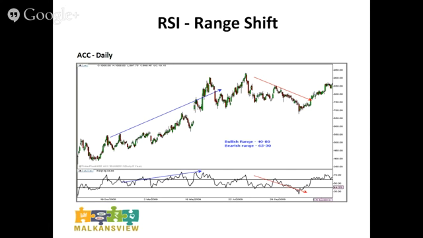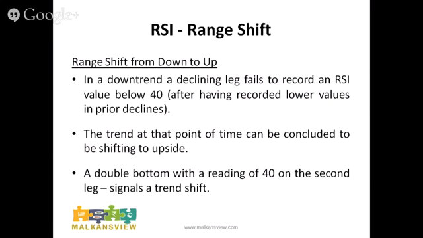Now the next chart will show how we look at a range shift. Bullish, from down to up, how does the range shift happen? There is a first leg where the RSI is below 40, and the second leg records an RSI which is above 40, taking support on 40. That is called a bullish range shift. Now let's look at the chart.